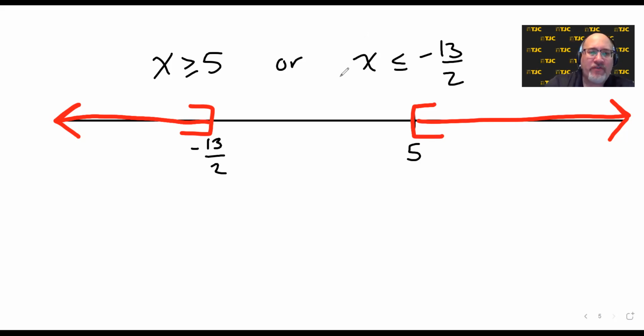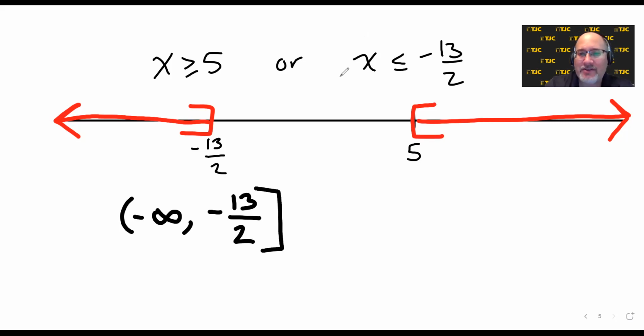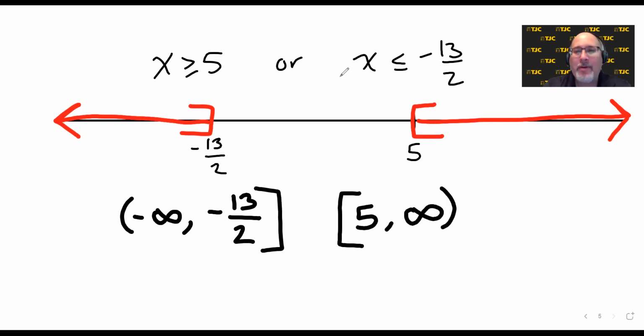The left portion of the interval begins at negative infinity, comma, ends at negative 13 halves. But because the negative 13 halves is included, that has a bracket, the right part of the number line has a bracket opening with the 5, comma, and then goes all the way to infinity. And remember, when your number line has disconnected, disjoint parts, if you will, you write an interval for each and then a union in between.